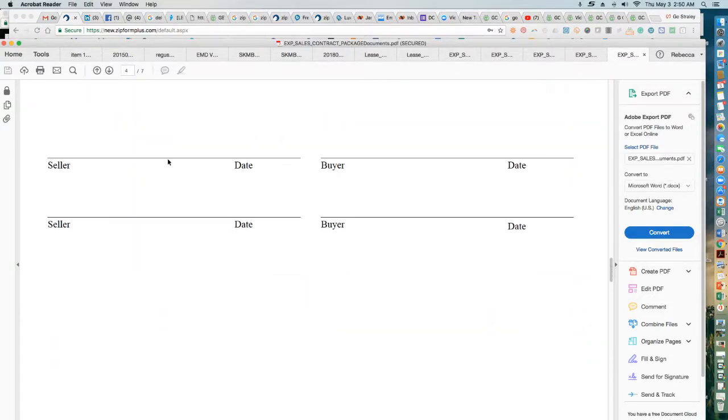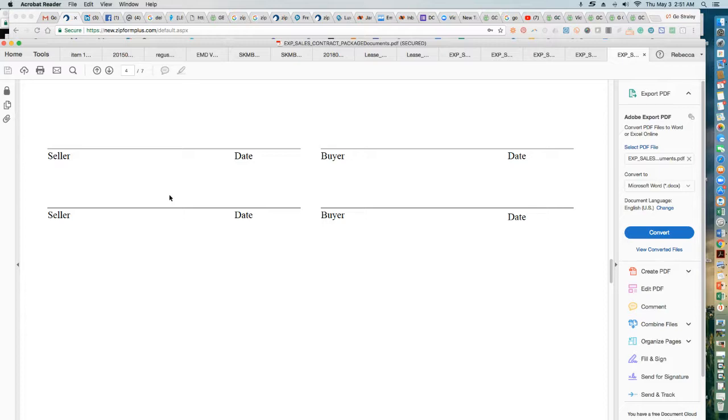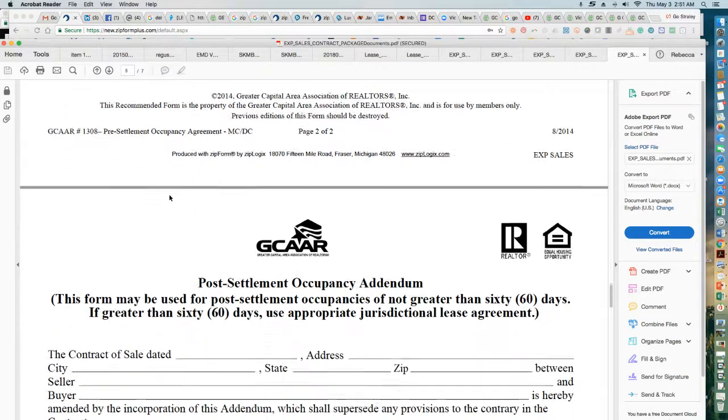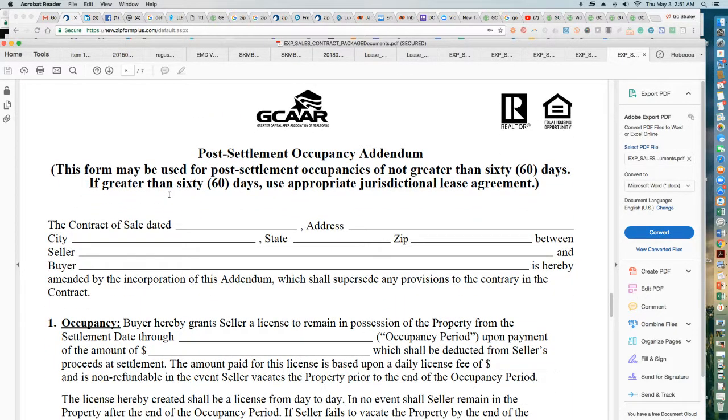And that's it for your pre-occupancy agreement. Buyers, sellers sign, date, and then they can have a great closing knowing that they've taken care of each other along the way. But sometimes it's the sellers that can't move on the date. And so they need a post-settlement occupancy addendum, meaning that they need to stay there a little bit longer.